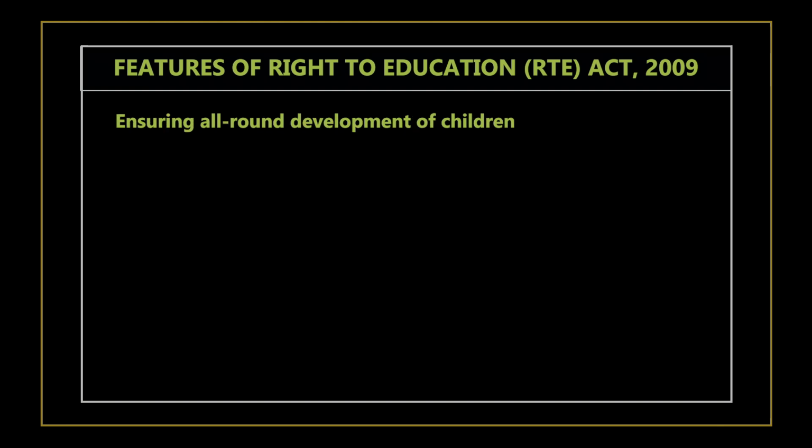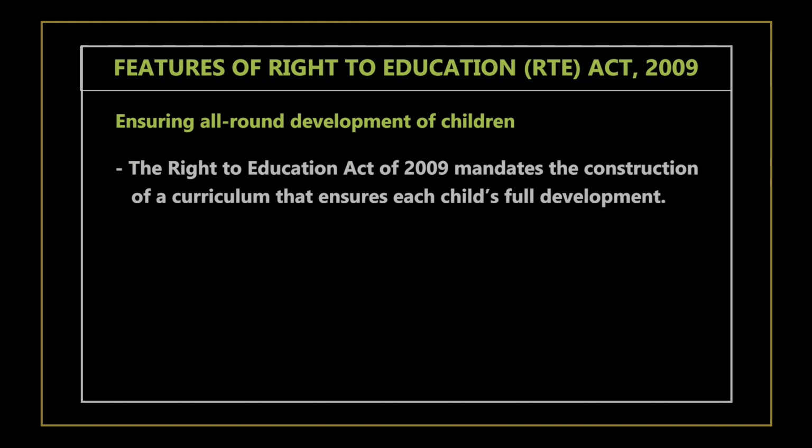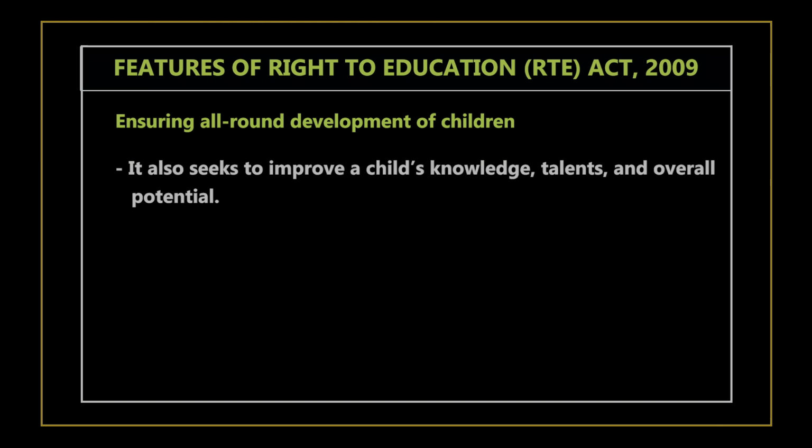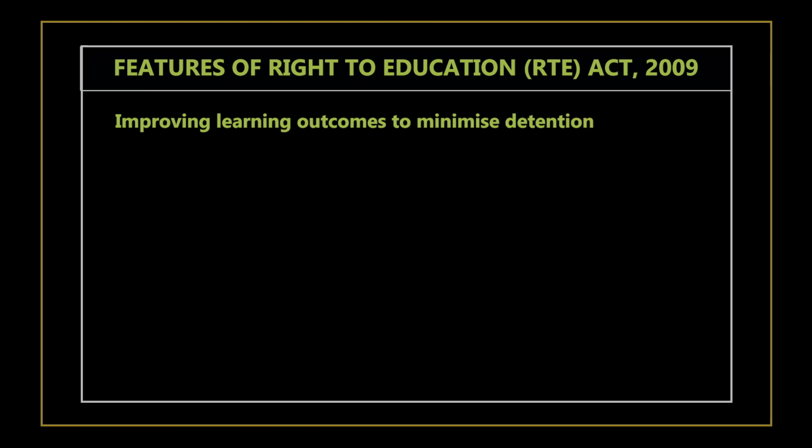Ensuring all-round development of the child. The Right to Education Act of 2009 mandates the construction of a curriculum that ensures each child's full development. It also seeks to improve a child's knowledge, talents and overall potential, improving learning outcomes to minimize detention.